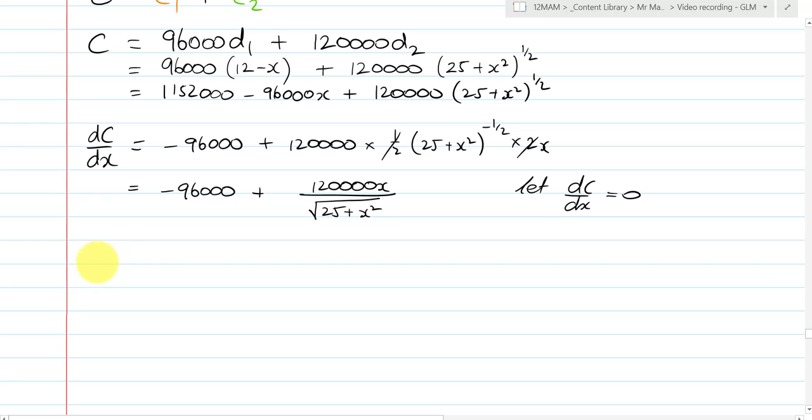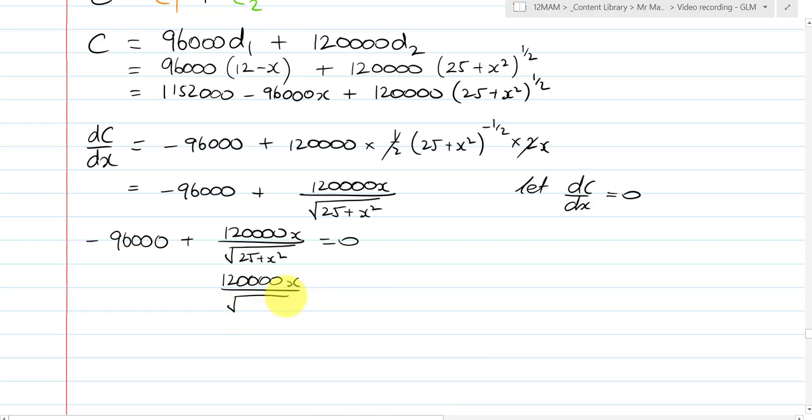which means, and I'll write it the other way around, negative 96,000 plus 120,000 x over the square root of 25 plus x squared is equal to 0, which means that 120,000 x over the square root of 25 plus x squared is equal to 96,000.